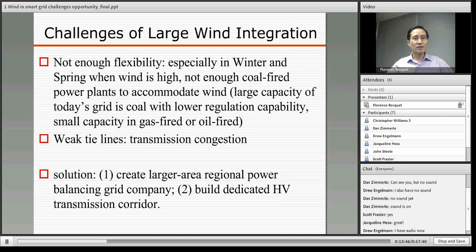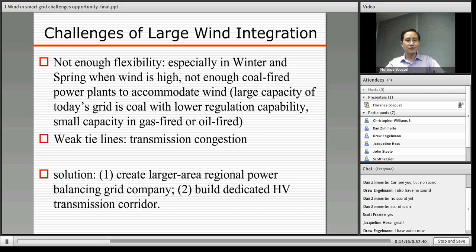And the second challenge is that we do not have enough transmission capacity, because the wind is typically on the far end side of the transmission grid. So it's relatively weak at the wind location. The grid is relatively weak, and we don't have very strong transmission capacity.